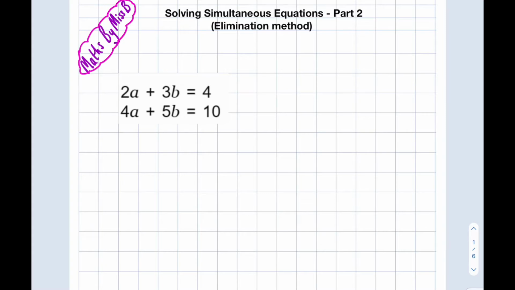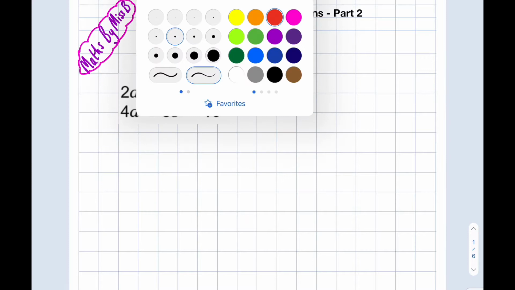In this video we'll be looking at solving simultaneous equations. This is a second part to using the elimination method. In order to solve these simultaneous equations we need to get rid of one of the variables, either the a or the b in this case, in order to find the value of one of them. So here, let's just begin by labelling each equation, equation number 1, equation number 2.